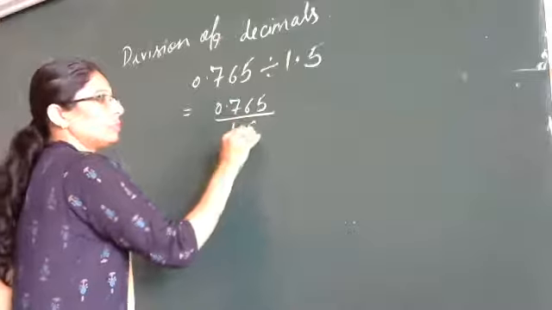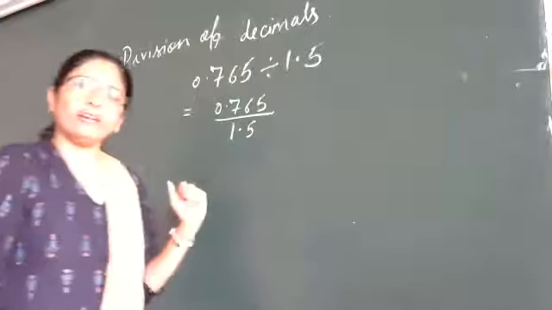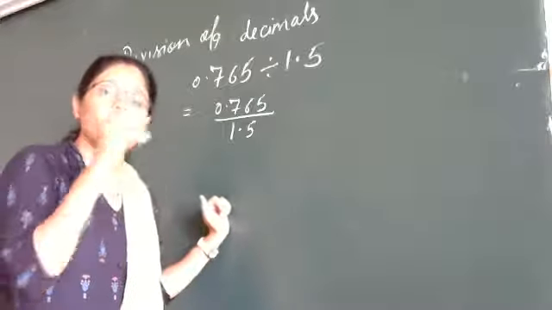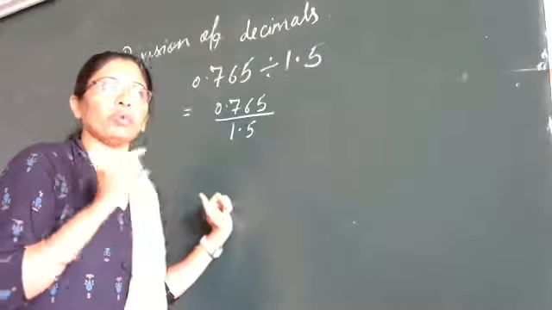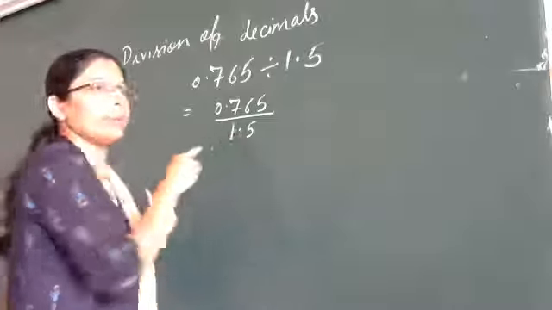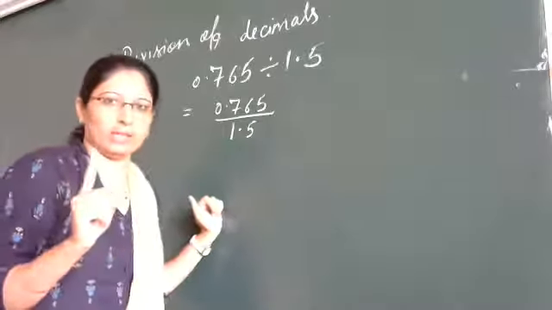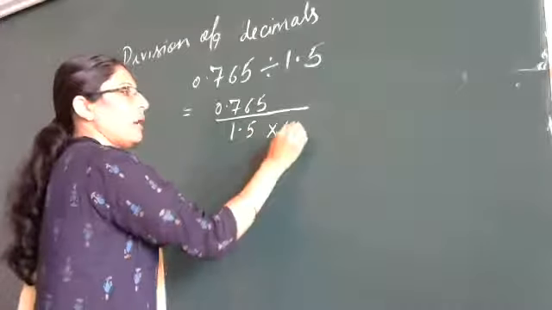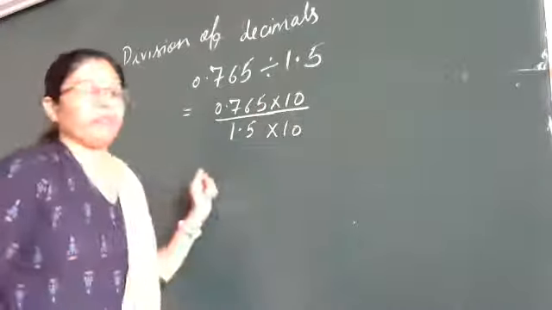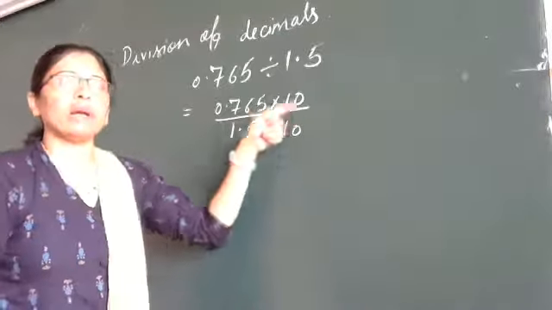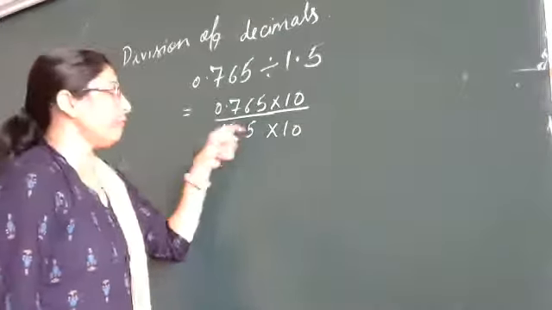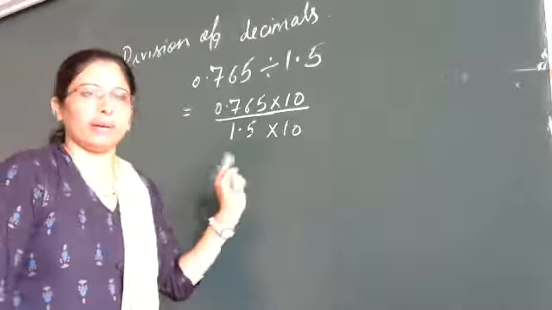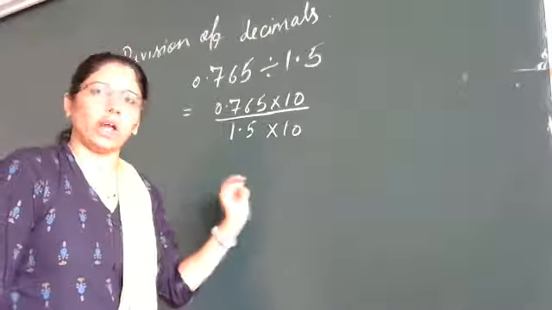Then here, down, we have to remove the point from the denominator. So we have to see after the decimal how many digits are there. Only one digit. Right. So we have to multiply by 10 up and down. Which number we multiply down, the same number we have to multiply up. If two digits are there, multiply with 100. If three digits are there, multiply with 1000.